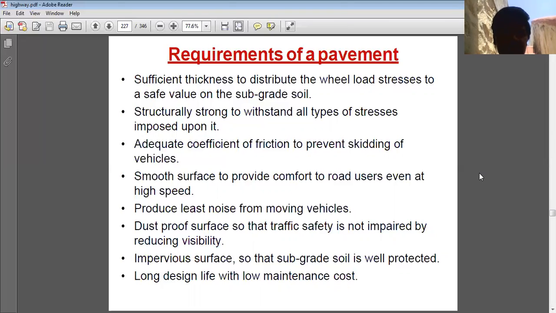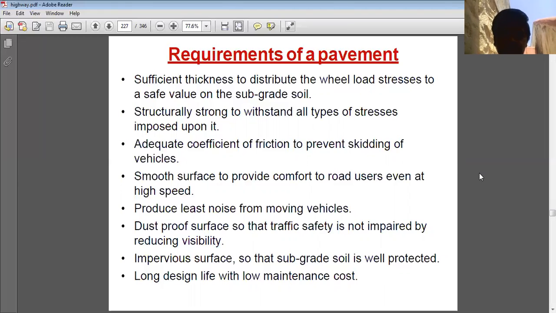Produce least noise. Dust-proof surface so that traffic safety is not impaired by visibility. Vision should be clear to the driver. That's why dust is not generated by the road surface. Impervious surface so that subgrade soil is well protected. Surface should be impervious. The subgrade soil is well protected.